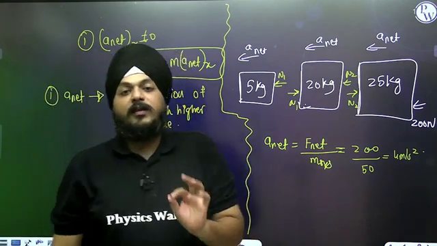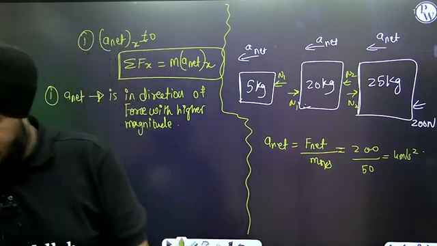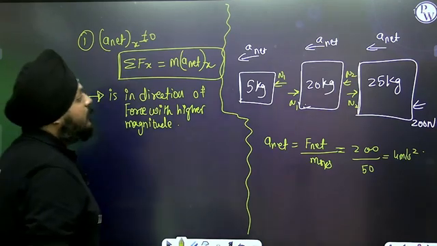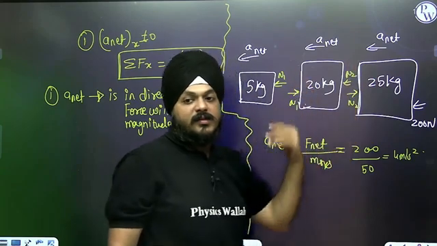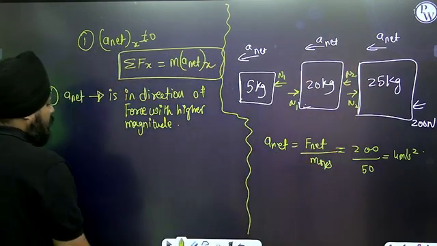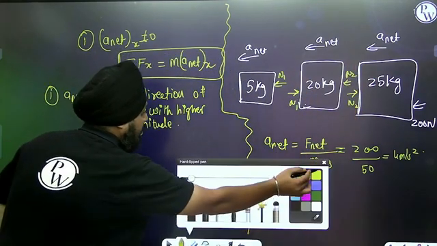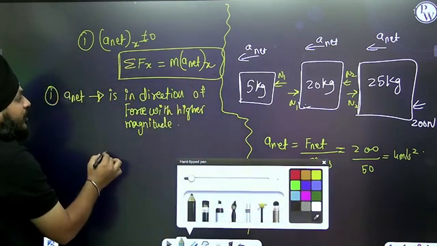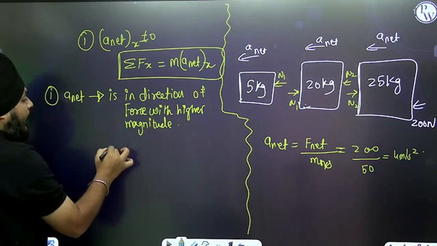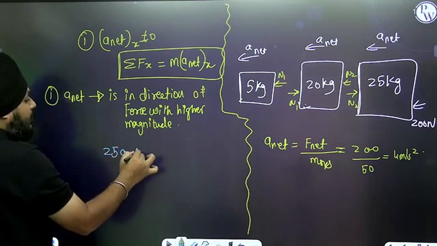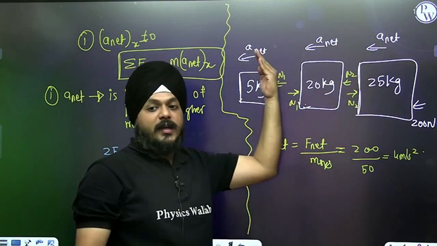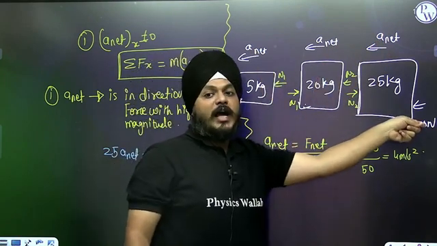Right, the force with the higher magnitude. Suppose here the net acceleration is in this direction. If I pick the 25 kg block, with mass 25, then in the direction of the net acceleration, the force is always of the higher magnitude.